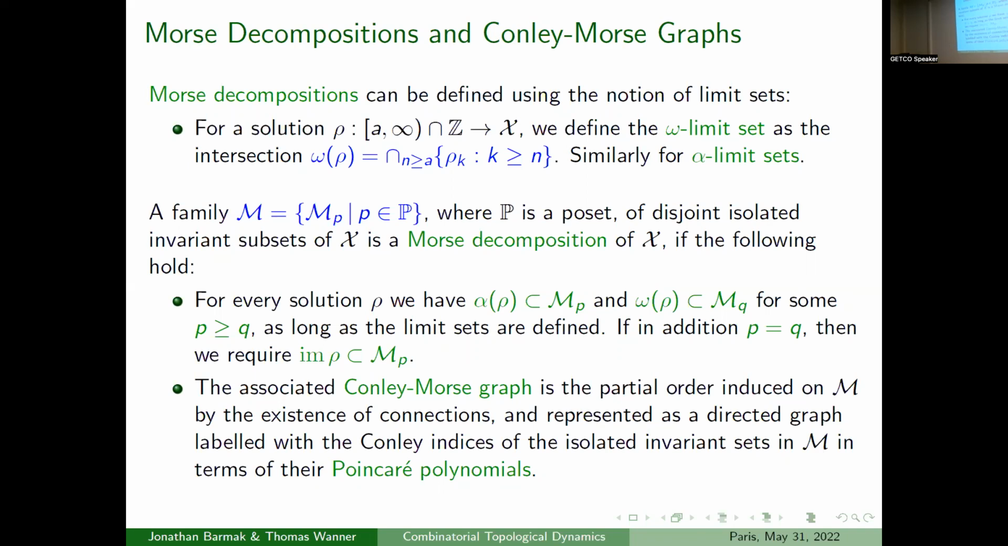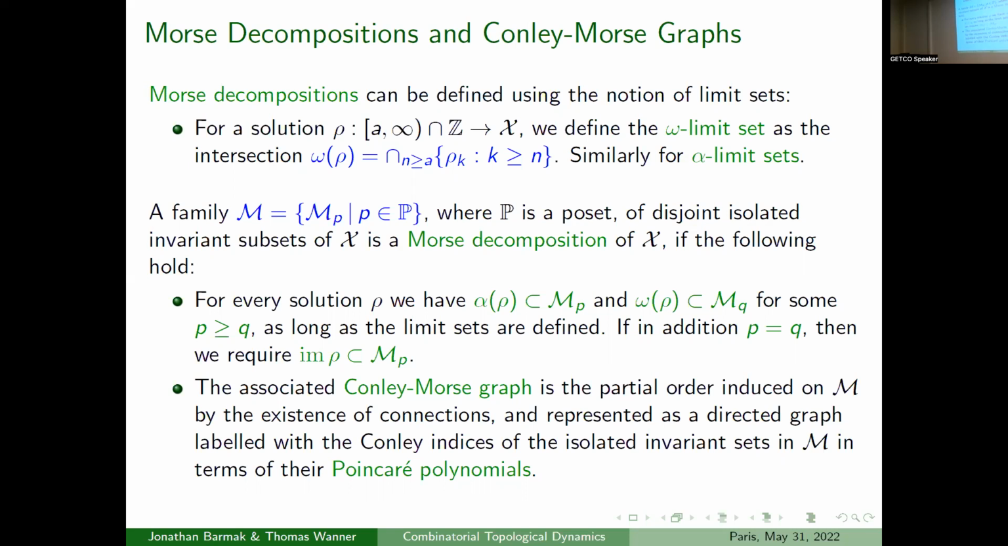If I have an isolated invariant set, or a simplicial complex and a combinatorial vector field on it, a Morse decomposition is an indexed family of disjoint isolated invariant subsets. The index lives in a poset, and we'll see in a minute how that poset comes in, such that the following is true. Pick an arbitrary solution of this Forman vector field.